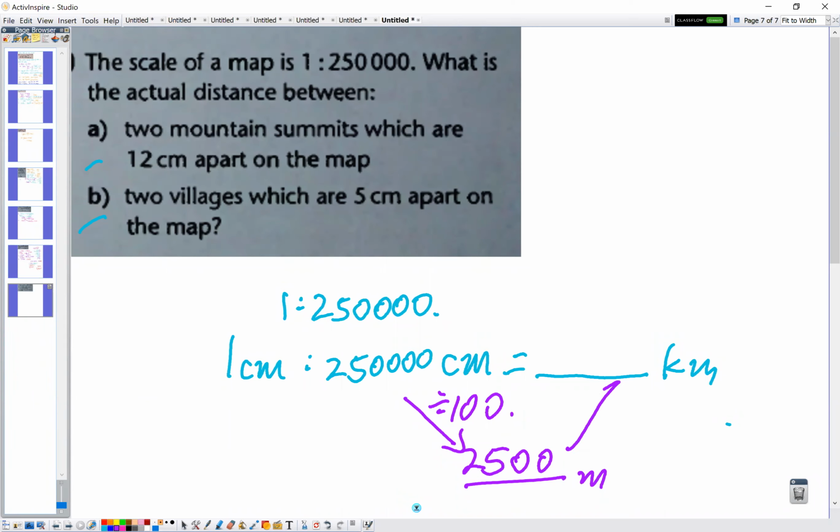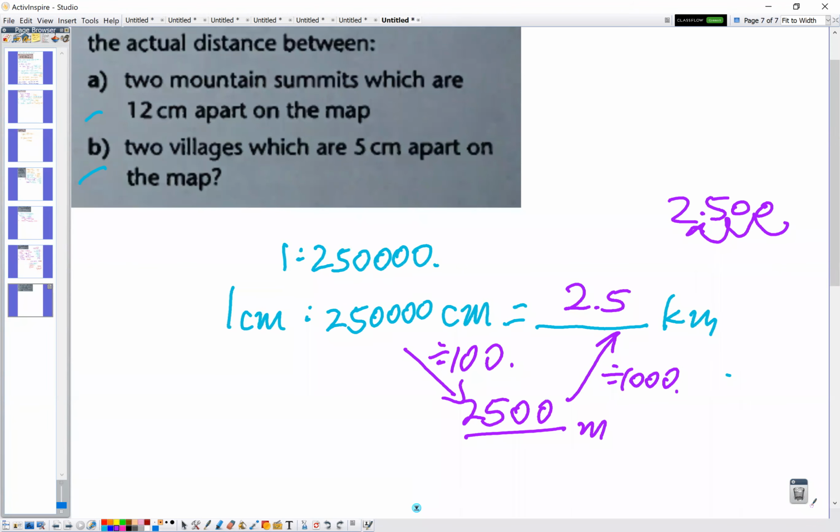2,500 meters is how much in kilometers? We divide by 1,000. So 2,500 we divide by 1,000. 1, 2, 3. So it becomes 2.5 kilometers. This is how you get it for this one. This is 2.5 kilometers. And look at the second part. 1 centimeter is 2.5 kilometers.